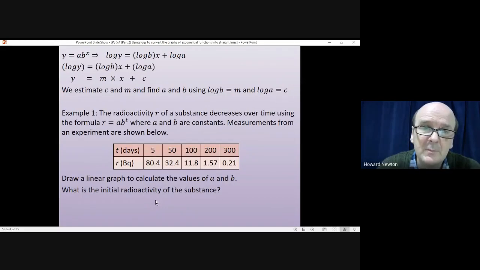Okay, things become a little bit more clear when you do an example. Now, I'll let you have a go at doing the example yourself first. So pause the video, have a go, and then come back to me again when you're ready.